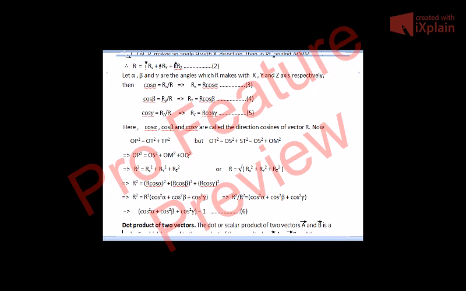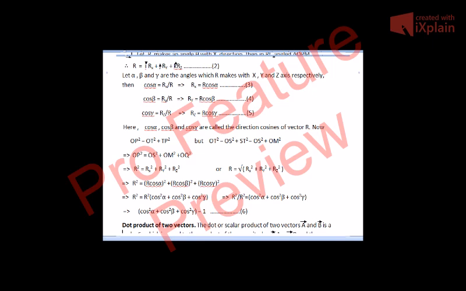R square will be equal to (R cos alpha) whole square plus (R cos beta) whole square plus (R cos gamma) whole square, because Rx is equal to R cos alpha, Ry is equal to R cos beta, and Rz is equal to R cos gamma. This implies R square will be equal to R square times cos square alpha plus cos square beta plus cos square gamma, which implies R square by R square will be equal to cos square alpha plus cos square beta plus cos square gamma. This implies cos square alpha plus cos square beta plus cos square gamma will be equal to 1.